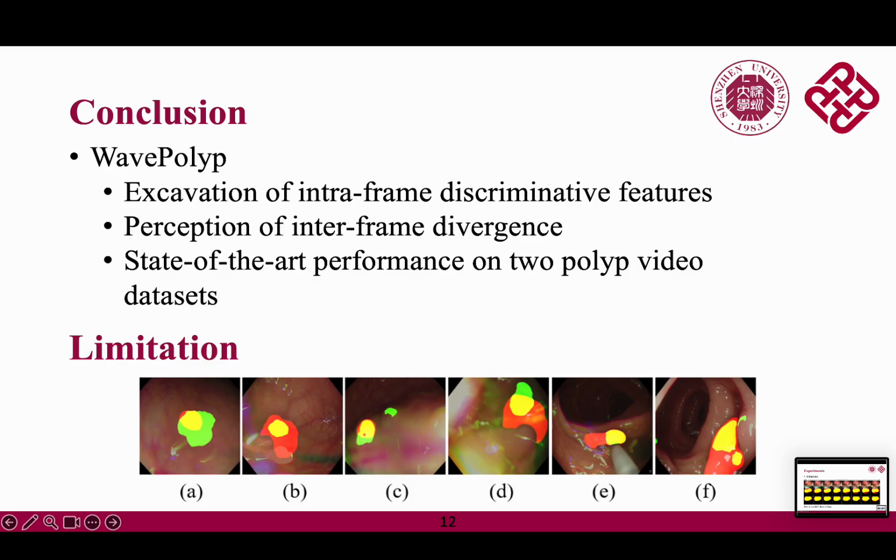This result matches the purpose of the IDP design. Instead of simply fusing temporal information, IDP explicitly models interframe divergence, so that the network can better distinguish meaningful temporal changes from noise and improve continuous tracking of the polyp target.